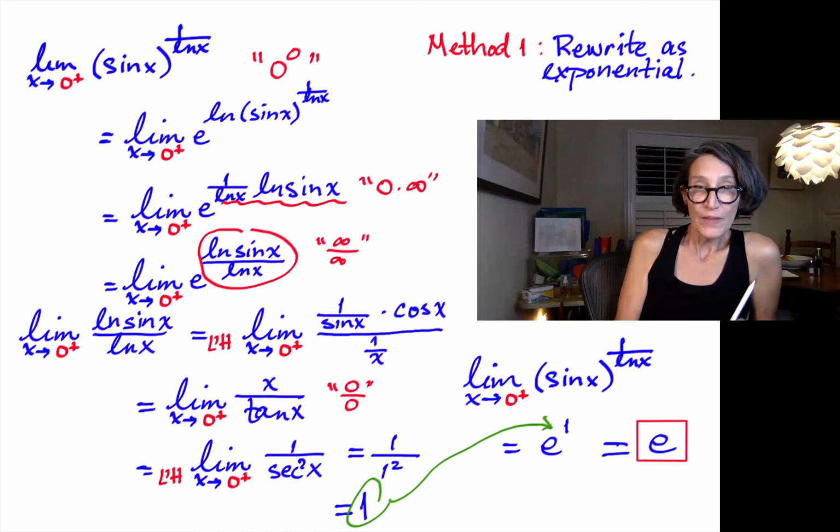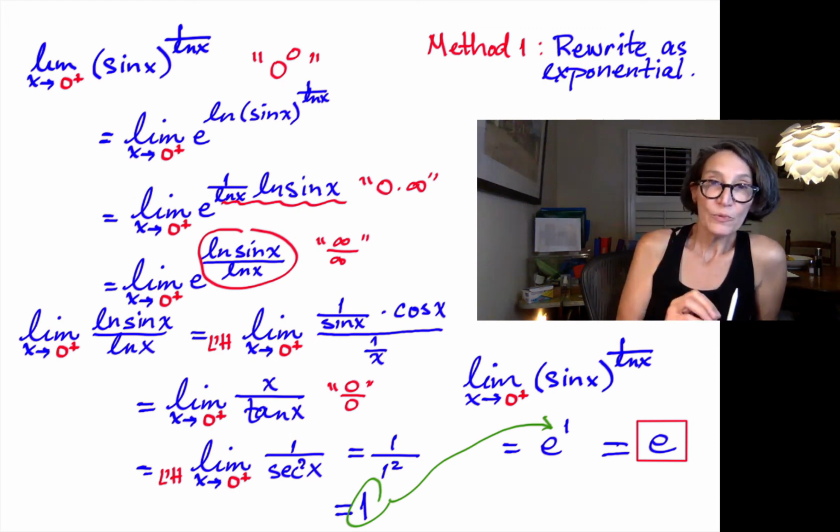All right, so that method is to rewrite the function you're taking the limit of as an exponential, use properties of logs on the exponent to simplify the exponent, and then just find the limit of the exponent. And at the end, you have to remember to raise e to whatever your answer was.